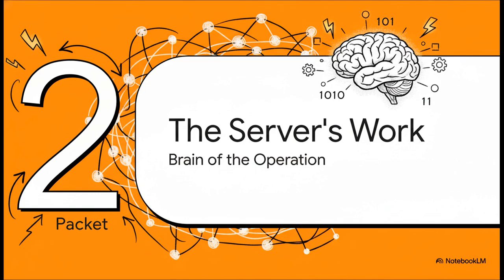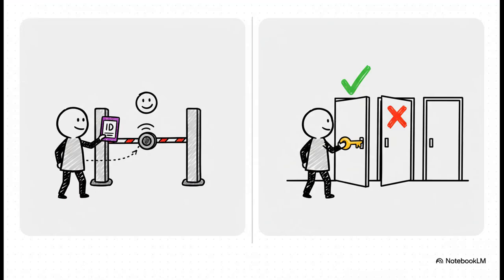So now we get to peek behind the curtain and see what happens inside the brain of the operation. Before the server does a single thing, it has to deal with security. And this comes down to two steps that people mix up all the time: authentication and authorization. Authentication is all about proving who you are. It's like showing your ID card. But authorization is about what you're allowed to do now that we know who you are. Does your key card actually open this specific door? It's a really crucial difference for keeping things secure.